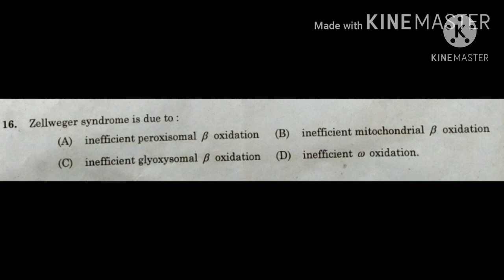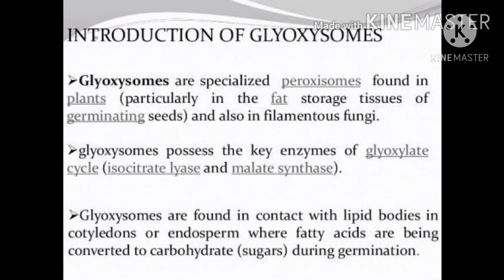Okay. Beta oxidation of fatty acid mainly occurs in the mitochondrial matrix. But in addition to the mitochondrial matrix, it can also take place in the peroxisome and glyoxysome as well. What are glyoxysomes? Glyoxysomes are specialized peroxisomes. They are found in plants having fatty or oily seeds.